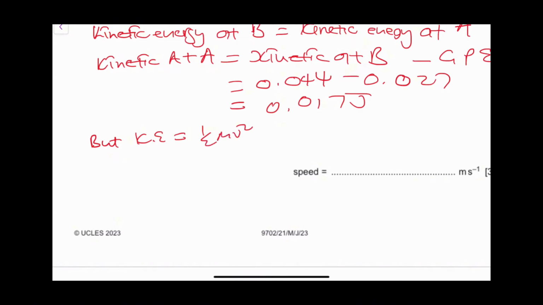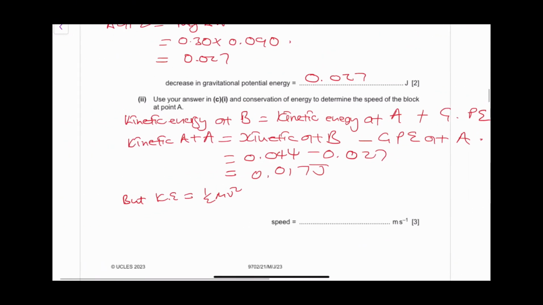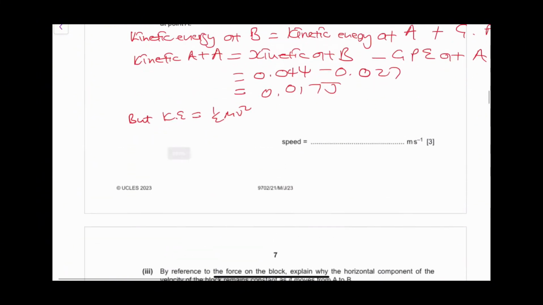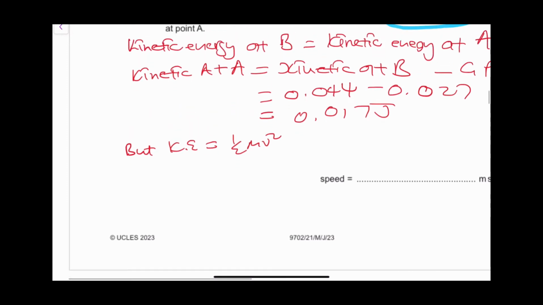So how do you find the speed? The question wants me to determine the speed. So always ask yourself, visualize the question and ask, what does it want me to find? It wants me to determine the speed. So we go here. The kinetic energy, I now have it, which is 0.017.